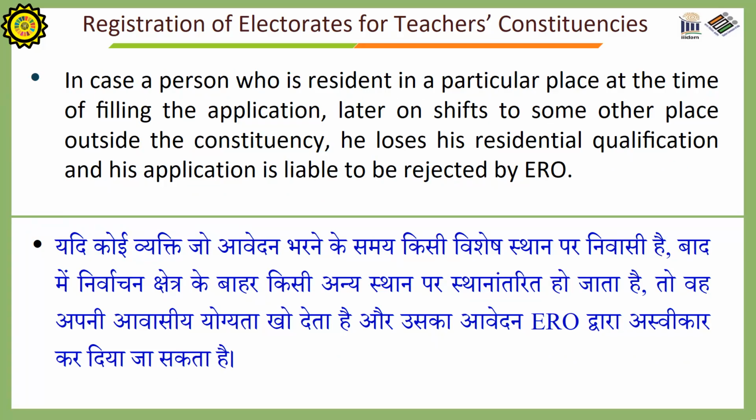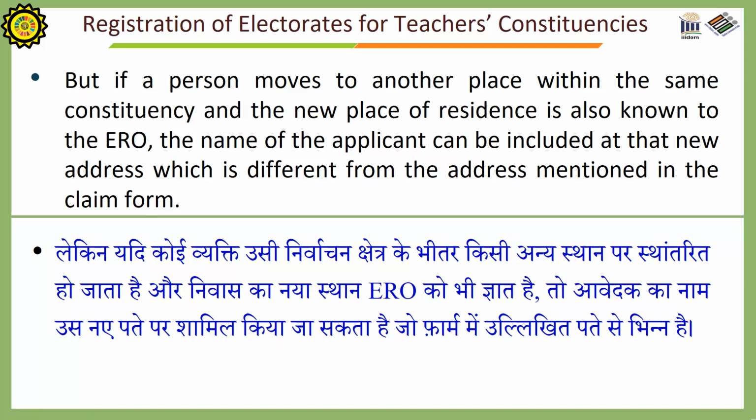In case a person who is resident in a particular place at the time of filing the application later on shifts to some other place outside the constituency, he loses his residential qualification and his application is liable to be rejected by ERO. But if a person moves to another place within the same constituency and the new place of residence is also known to the ERO, the name of the applicant can be included at that new address, which is different from the address mentioned in the claim form.